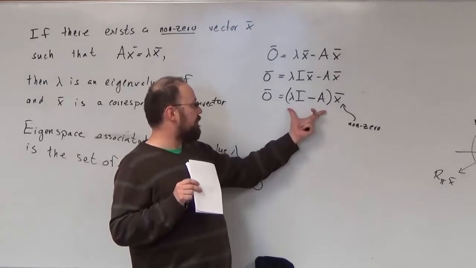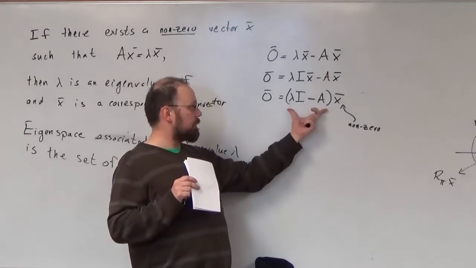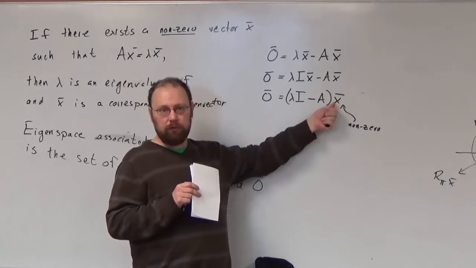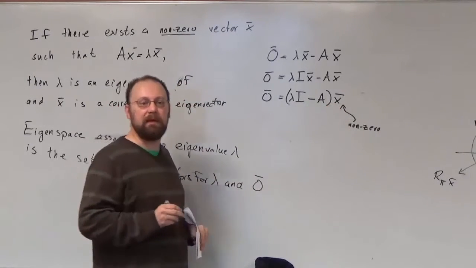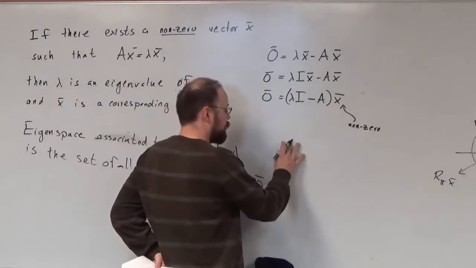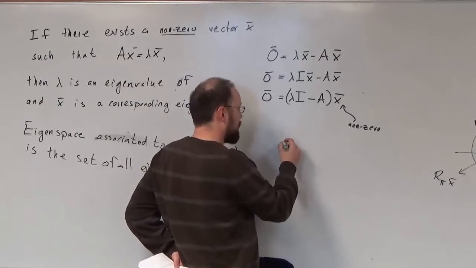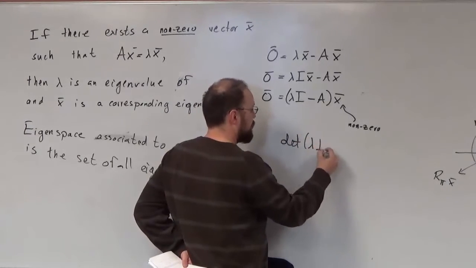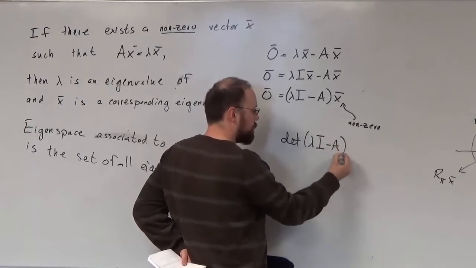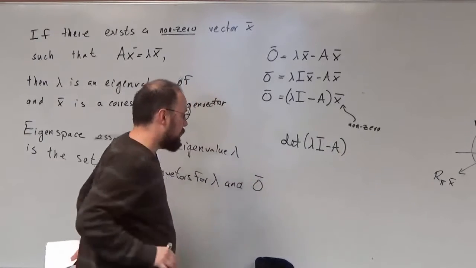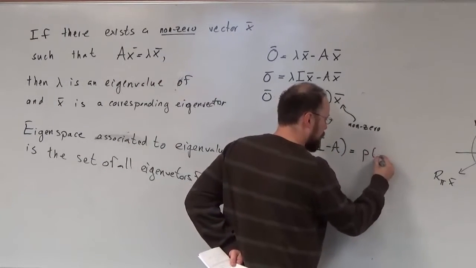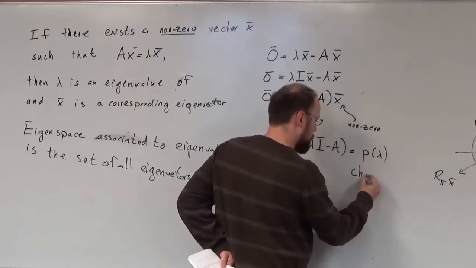But if we can find lambdas which make the determinant of this matrix 0, then we know we have infinitely many solutions, including non-trivial ones, and then we know we have an eigenvalue. So you find the eigenvalues by computing the determinant of this matrix where lambda is unknown. And when you do the determinant, what you're going to get is a polynomial. So this is called the characteristic polynomial.